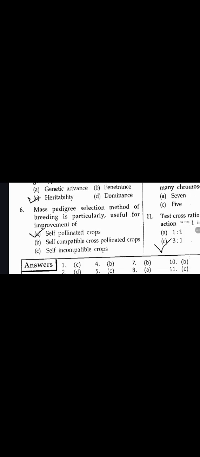The ratio of the genetic variance to the total variance, which determines the relationship between the phenotype and the genotype, is known as heritability. Question number 6. The mass pedigree selection method of breeding is particularly useful for the improvement of, option A, self-pollinated crops. Question number 7. Emasculation of a flower is necessary for hybridization in option B, self-pollinated crops. Question number 8. Leafy vegetables like palak, amaranthus, spinach are highly cross-pollinated.